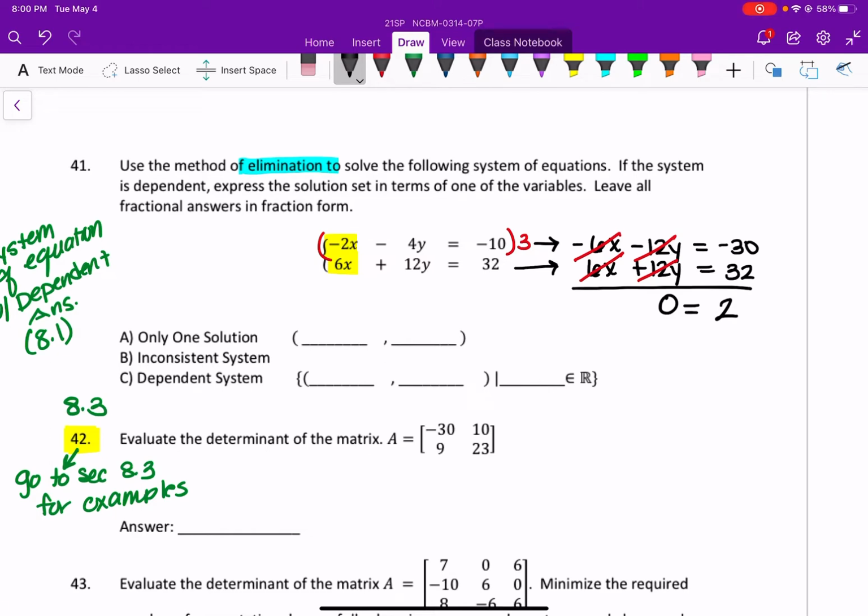And when we get something like this where my letters cancel, but my numbers do not, that is an inconsistent system. And remember, when I do inconsistent, I don't write anything here. I don't write anything here. I just circle inconsistent. That's my answer.